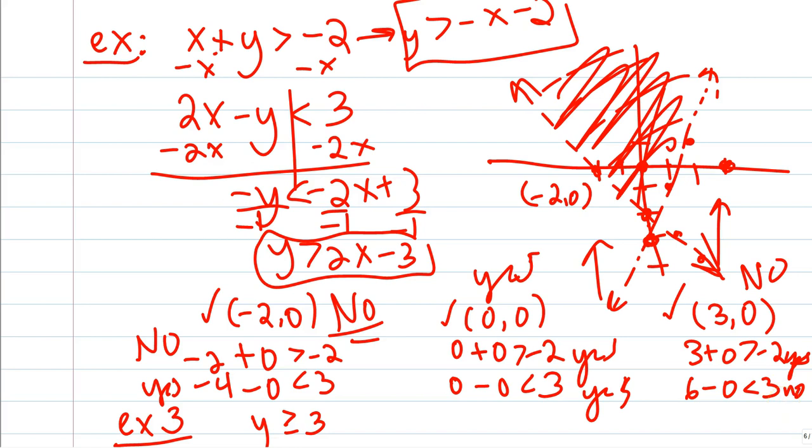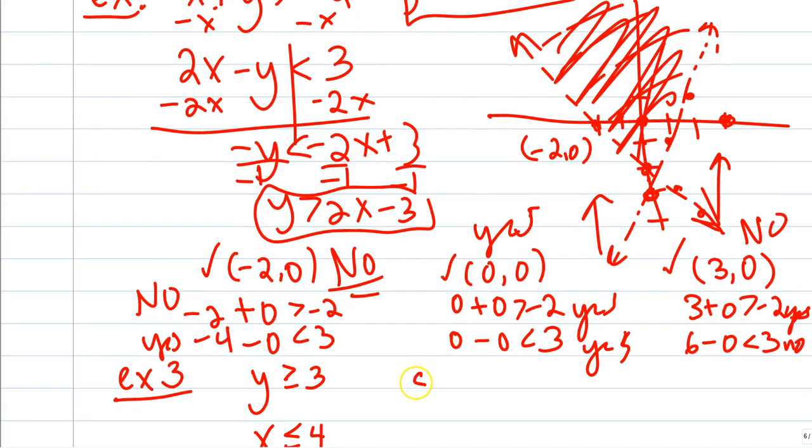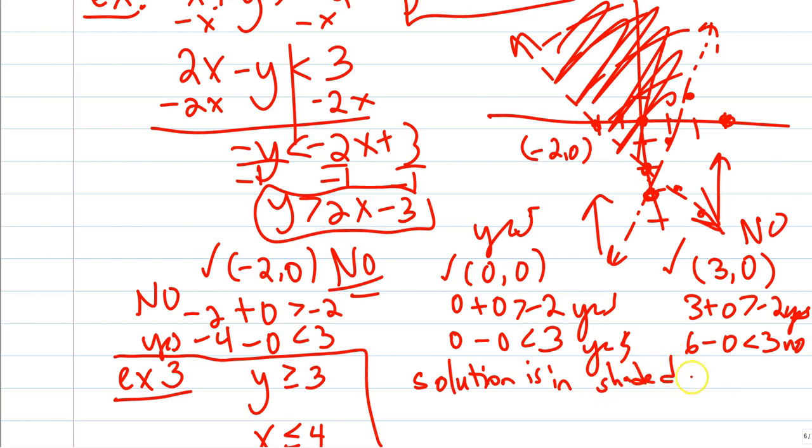Our solution is in the shaded region, but not on the lines. Why not on the lines this time? Because the lines were dashed. If they're dashed, then the not equal to means that the lines are not part of our solution.